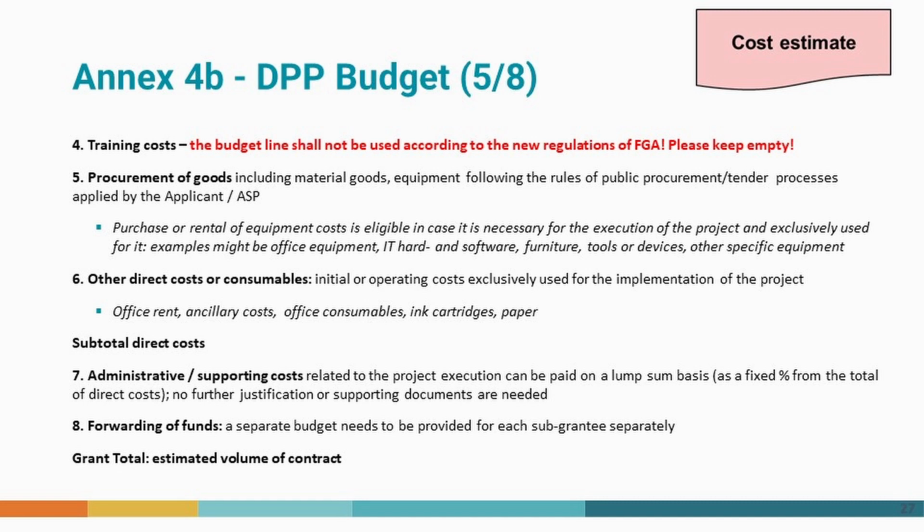Subtotal of your direct costs, including number 7, administrative/supporting costs related to the project execution can be paid on a lump sum basis as a fixed percentage from the total of direct costs. No further justification or supporting documents are needed. Number 8, forwarding of funds. A separate budget needs to be provided for each sub-grantee separately. The grant total is the estimated volume of contract.